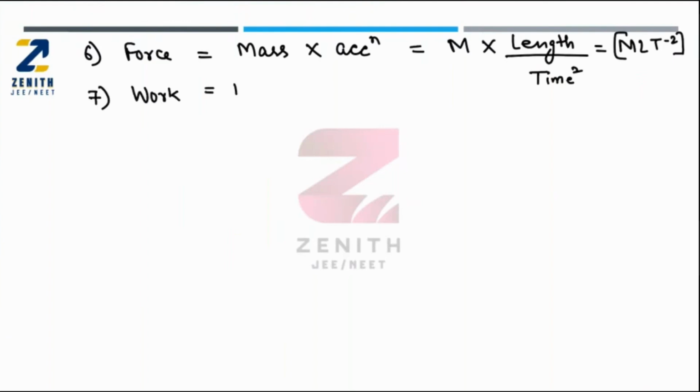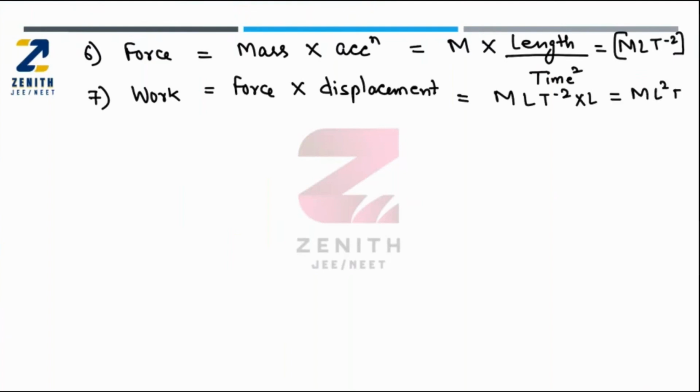Work क्या होता है? Force into displacement. Force dimension is M L T minus 2. Displacement is L. Now you will get as M L square T minus 2. Very, very important. Now, eighth one, work, or we can say that energy. Both are having the same unit.